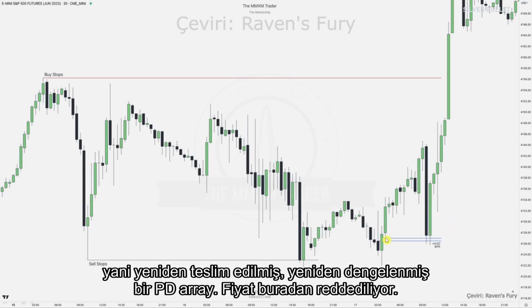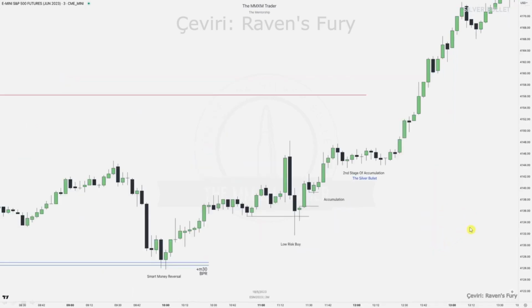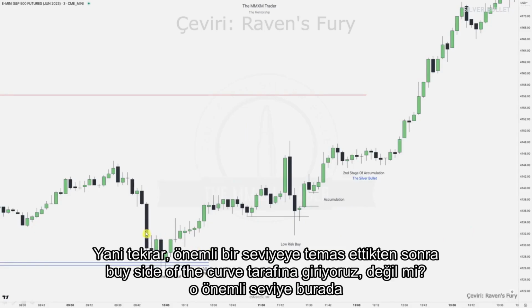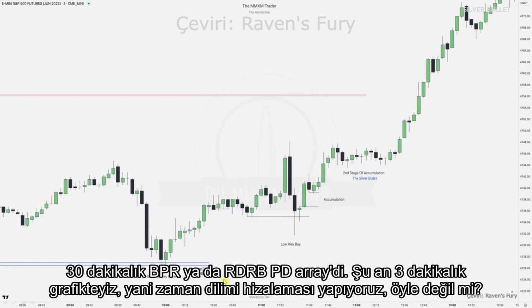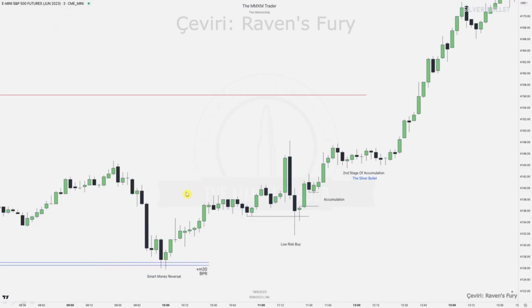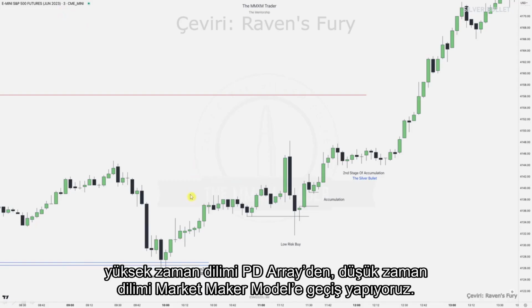We've got this BPR over here, right? That PD array, that redelivered rebalanced PD array. The price is rejecting off that. So again, going into buy side of the curve after hitting a key level, right? That key level over here was the 30-minute BPR or redelivered rebalance PD array. We're in a 3-minute chart right now, so we're doing time frame alignment once again, right? Higher time frame PD array into a lower time frame market maker model.